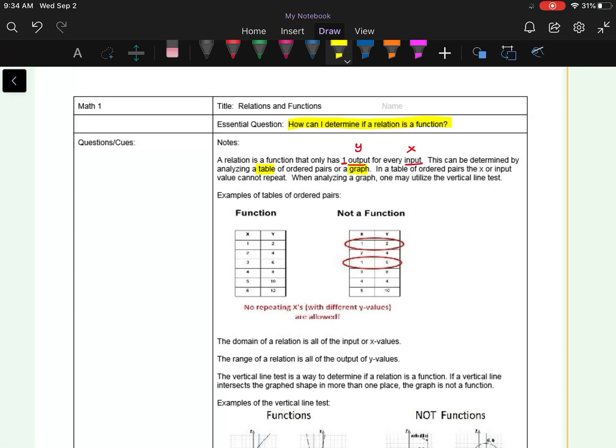Visually, it's much easier to identify it on a graph, and you will see why a little bit later in our notes. So in a table of ordered pairs, the x or input value cannot repeat. It cannot repeat. When analyzing a graph, one may utilize the vertical line test. I'll go over that with you when we look at our graphs as examples.